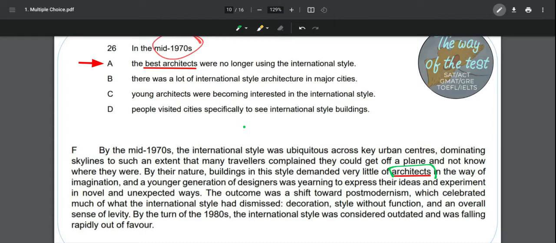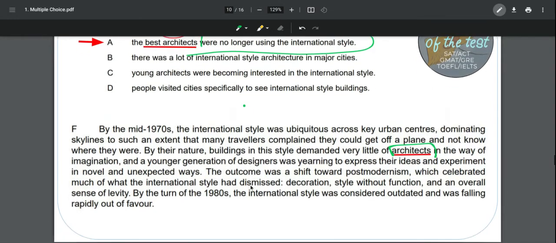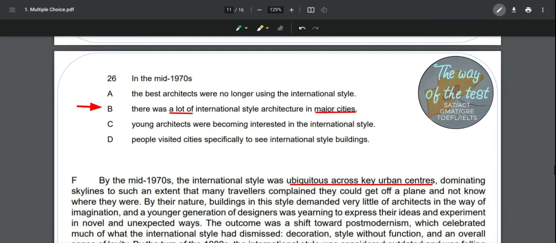Because remember, we don't have to understand. Now, if you go into a deeper reason, you can see that they are saying they were not using the international style. So here we don't know whether they're being used or not. It says nothing about being used or not. Okay, now we look at alternative B.